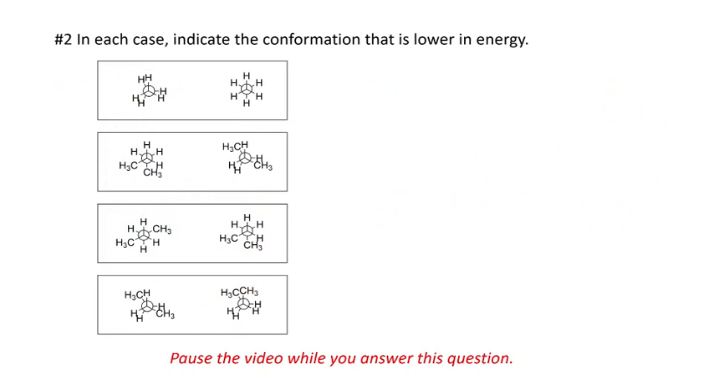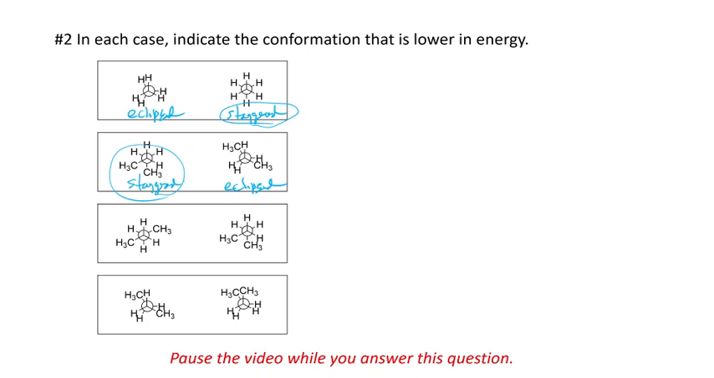Number 2, in each case, indicate the conformation that is lower in energy. Pause the video, see if you can answer these, and then come back, start it up, and I'll help you out. All right, we're back. In this first case, we have eclipsed versus staggered, and the staggered will always win in a case like that. In the next case, we also have eclipsed versus staggered. So again, the staggered in this case is going to win.